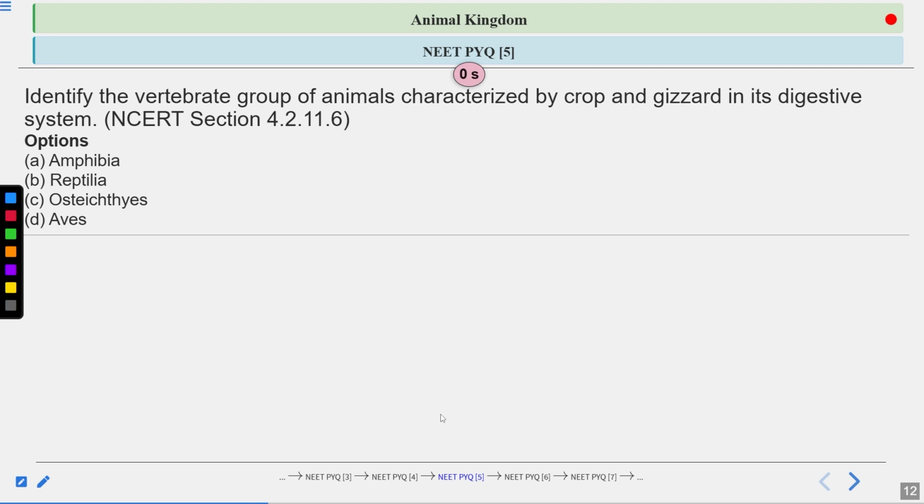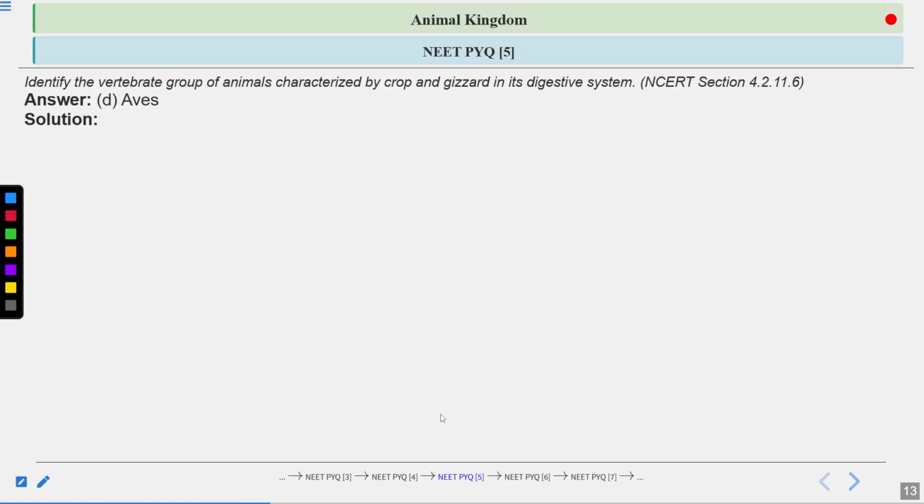Let us see the answer part of this question. Identify the vertebrate group of animals characterized by the crop and gizzard in its digestive system, right? So the correct answer is, yes, option D, aves. Aves is the correct answer of this question. Let us see the explanation part.